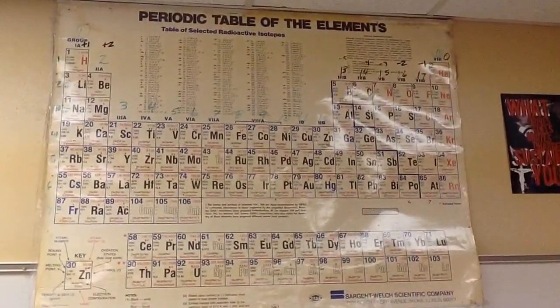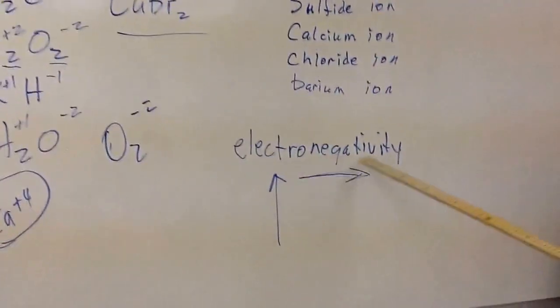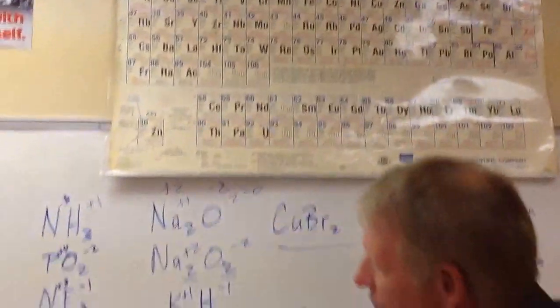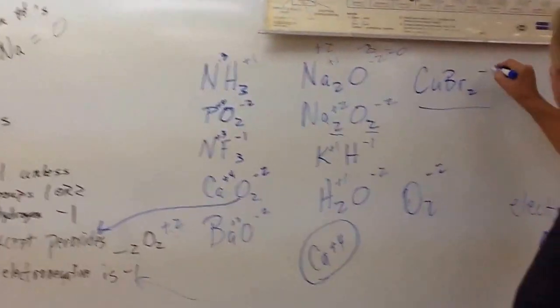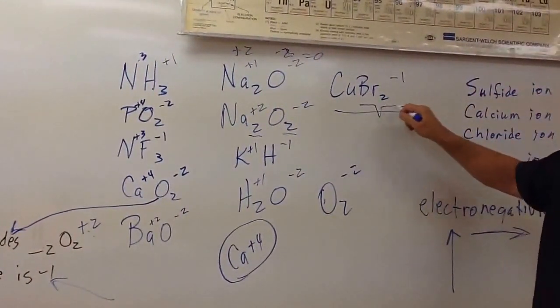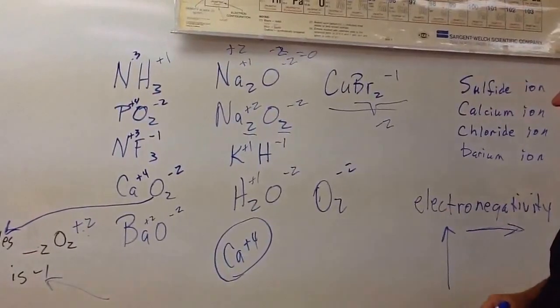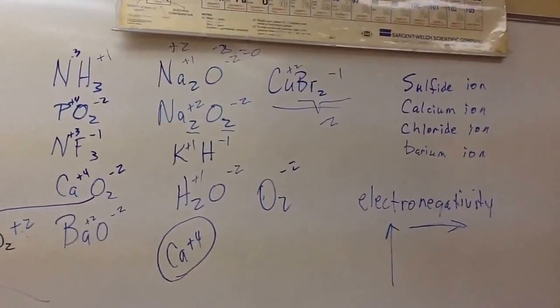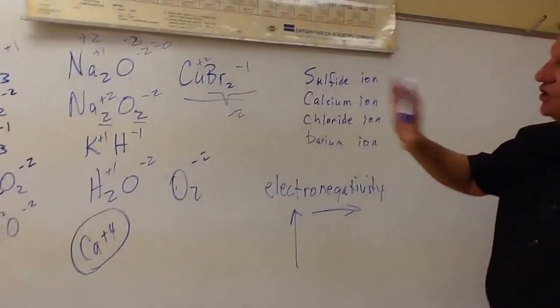And once again, electronegativity. Up is more electronegative. Over is more electronegative. So when we look at copper and we look at bromine, we see that bromine's more electronegative. So what's the more electronegative? It's -1. So that makes this a -2. See, when I look at these combined, I have a -2. So what does that make copper? +2.